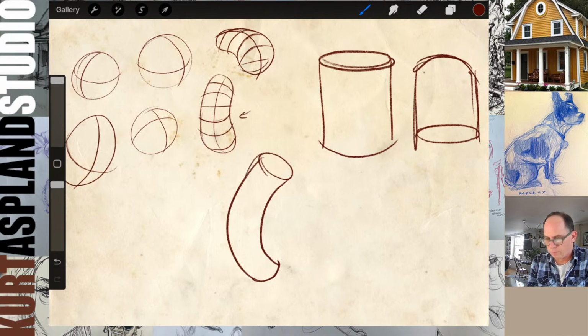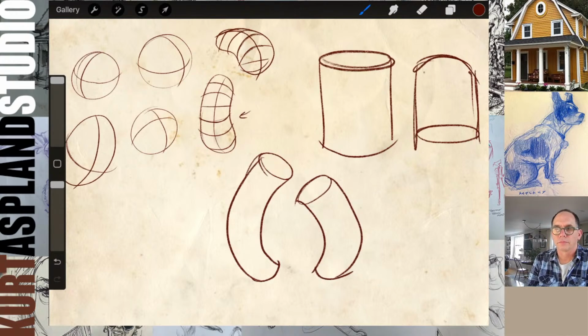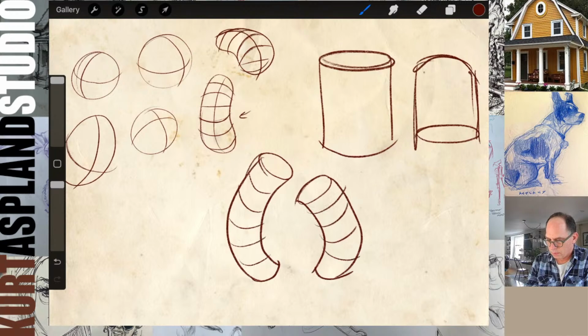And if I go too fast, just somebody say, slow down. What if I curved it the other way? So let's see, we're going to do like this. And we're going to come around like this. And you would have surface lines on this as well. You could even draw like a center line.